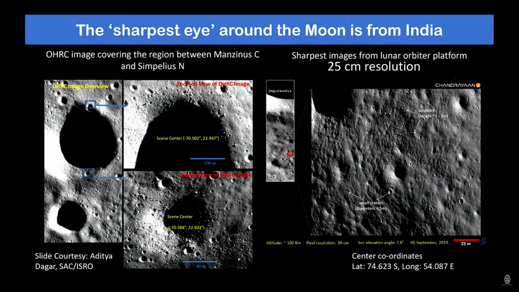And of course, optical observation is always very, very important. High resolution observation has been very important, especially when you look at the moon. Some of the sharpest high resolution images that have ever been produced are by the OHRC camera on Chandrayaan 2. Today we have 25 centimeter resolution images of most of the moon.